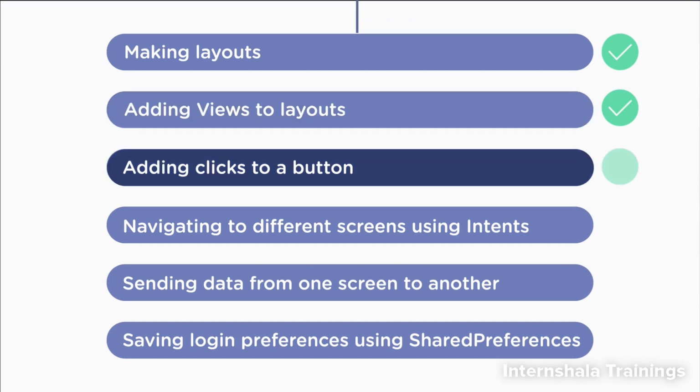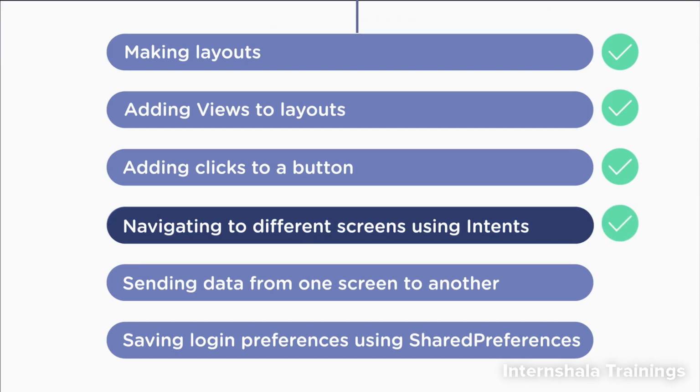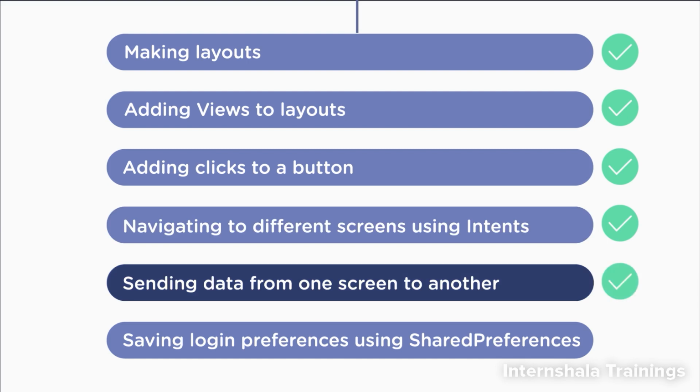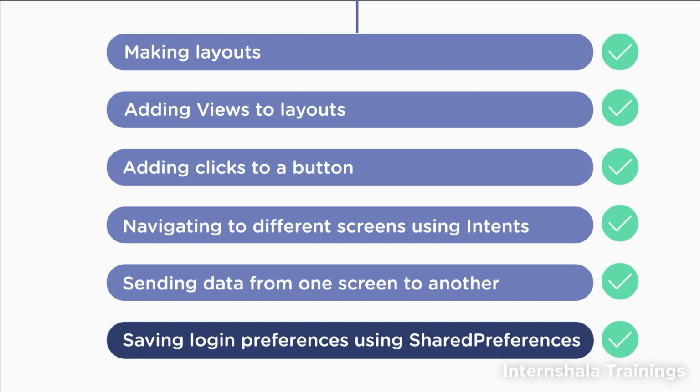In the previous module, we have learned how to make layouts and added views to these layouts. We also learned how to add clicks to a button, how to navigate to different screens by using intents. Further, we learned how to send data from one screen to another and also how to save login preferences using shared preferences.